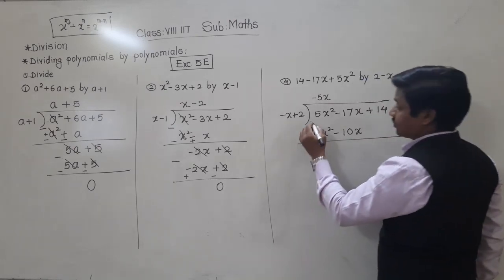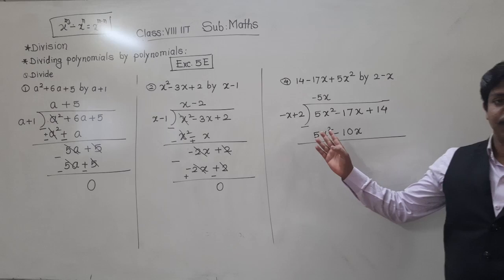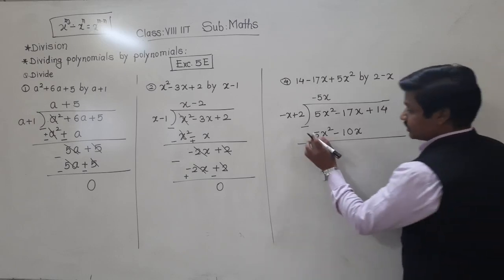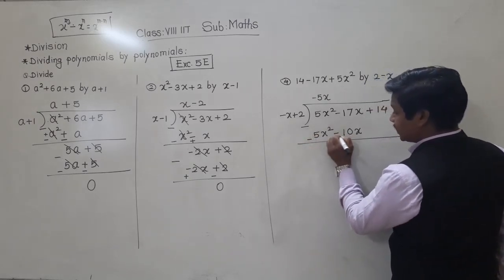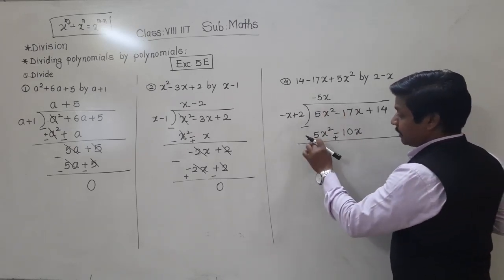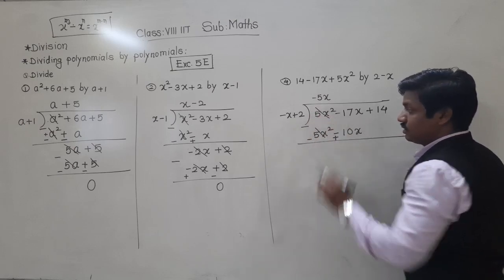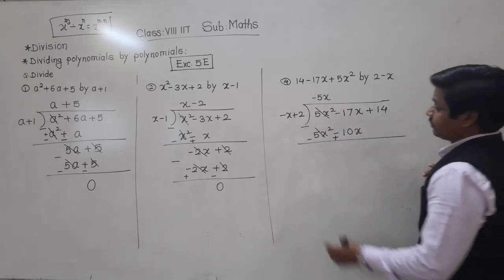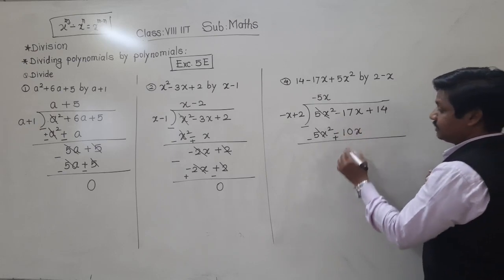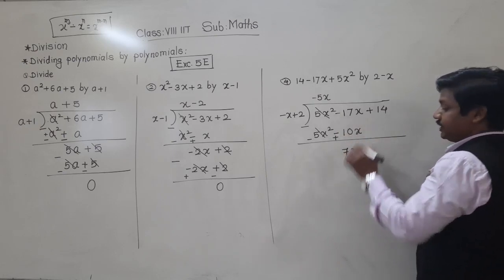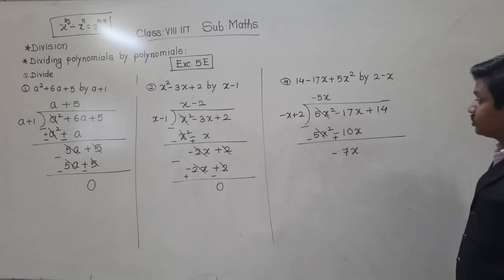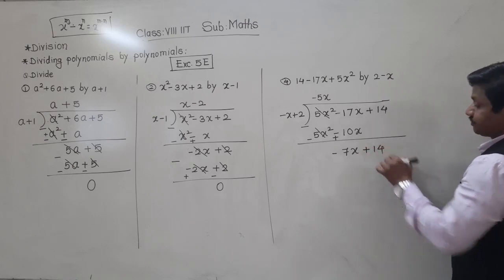Now subtract this. Due to this minus sign, the signs of these two terms will get changed. This plus 5x square will become minus 5x square, and this minus 10x will become plus 10x. So 5x square minus 5x square, opposite to each other, opposite terms, 0. Good. Minus 17x plus 10x, minus plus minus, so subtraction will be there. 17 minus 10, 7x. And 17 is greater, it has a negative sign, so minus 7x. Understood? Now plus 14, bring down.